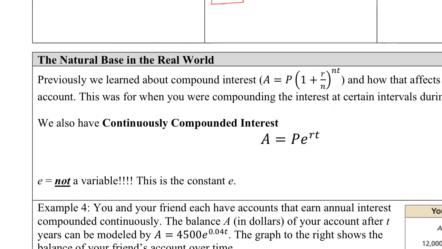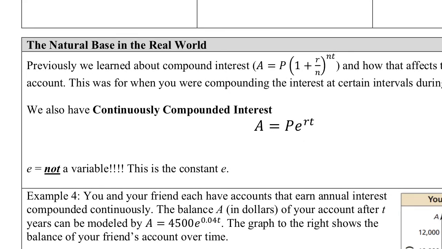Now where do we see e in the real world? We learned about compound interest previously. Now I want to make a note here. My previous notes were missing part of the formula, so I'm going to really stress this. With compound interest, when you're compounded monthly, daily, weekly, quarterly, this is your formula. P is the principal, R is the rate, N is how many times you're being compounded, and T is how long you're doing it for. What my previous formula was missing was nt. I will write these again at the very end because you'll need both of these formulas.